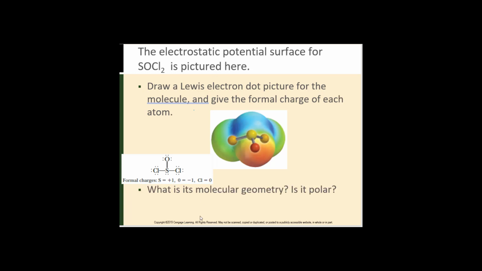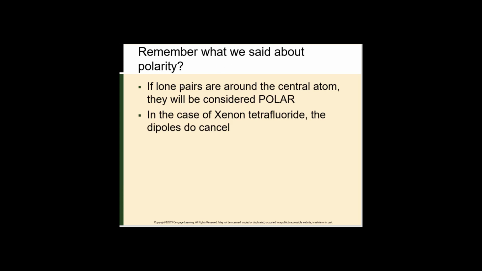Let's ask another question about this. What is its molecular geometry, and is it polar? What do you think? Well, if we look at the structure, and we know that sulfur has those lone pair electrons up here, it has to be trigonal pyramidal. The molecule's got to be polar. The positive charge is on the sulfur, the negative charge is on the oxygen. So we've got a polar molecule. Remember what we said about polarity. If those lone pairs are around the central atom, they will be considered polar.